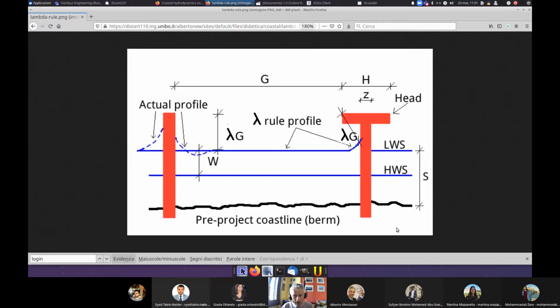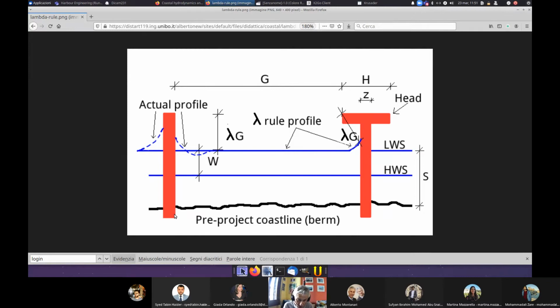You have a pre-project coastline, which is located somewhere, and then you build groins. You see these groins are rooted into the berm, and sometimes they are pushed more inland with respect to the berm. And in fact, you see that you are putting the extreme end of the groin land side in a safe position.